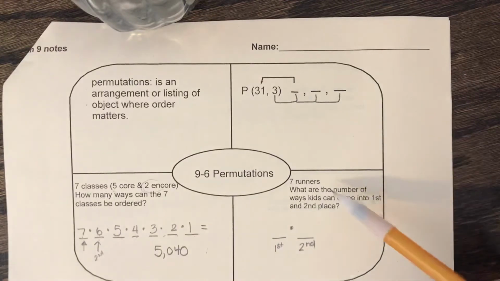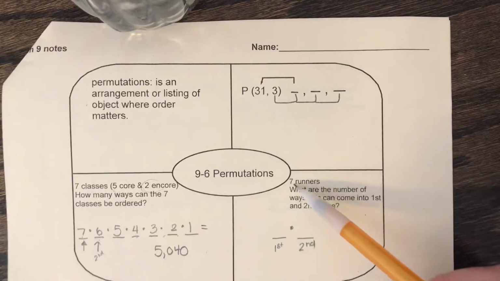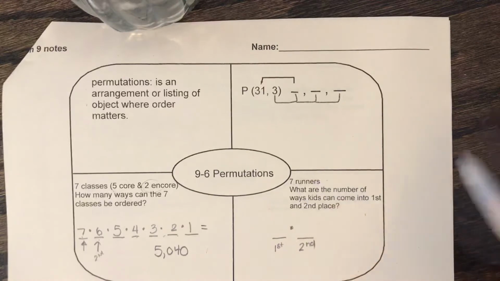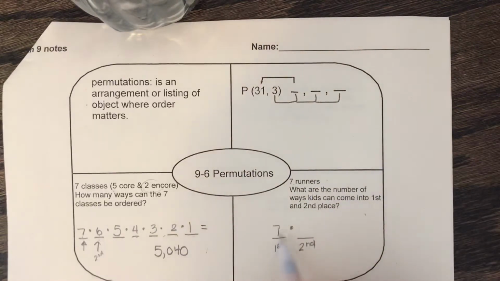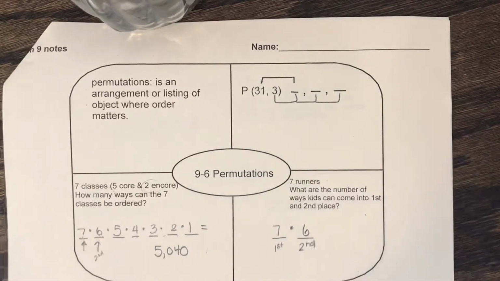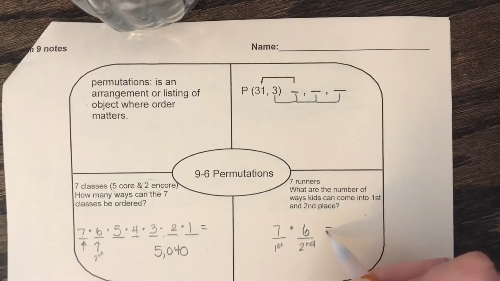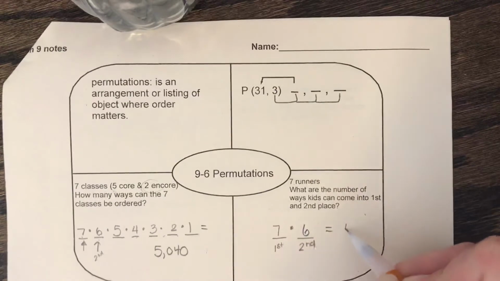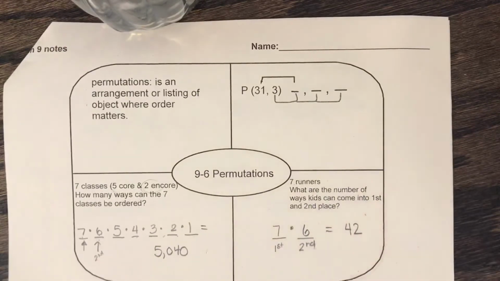So before anyone crosses the line, there are 7 runners. So any 7 of them could come into first place. But once that first kid runs through, how many kids are left to come into second place? There's only 6 kids left. So there are basically 7 times 6 is 42 different outcomes that could happen.